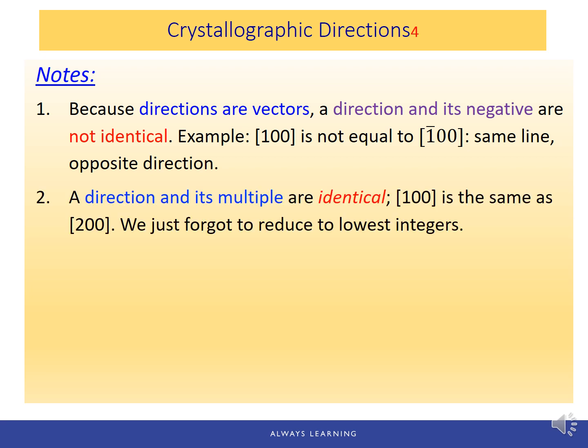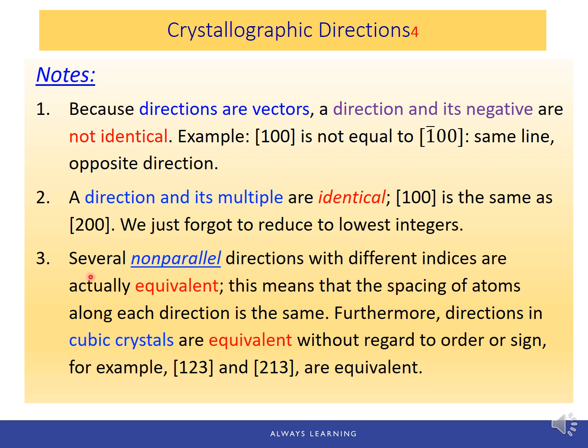Second, a direction and its multiple are identical. For example, the [1 0 0] direction is the same as the [2 0 0] direction, because we can think of [2 0 0] as [1 0 0] extended all the way to another unit cell. Within the unit cell, we have [1 0 0], but go out of that, extend to another unit cell, and the long vector becomes [2 0 0]. So we just need to reduce to the lowest integers.